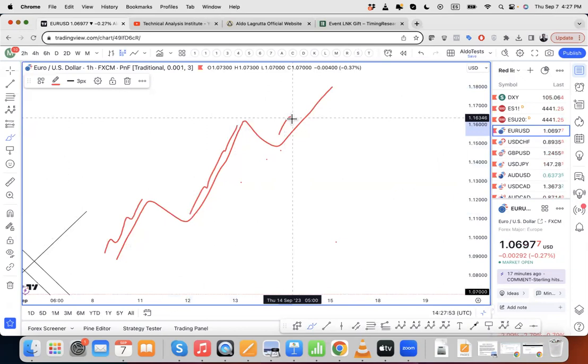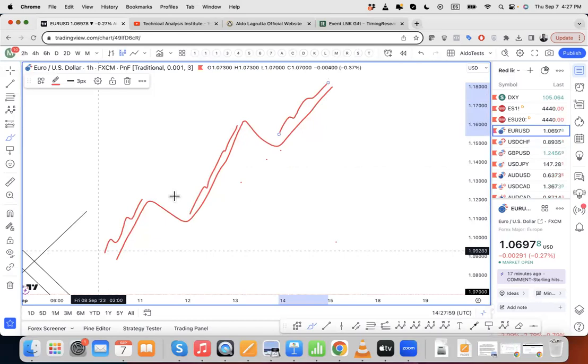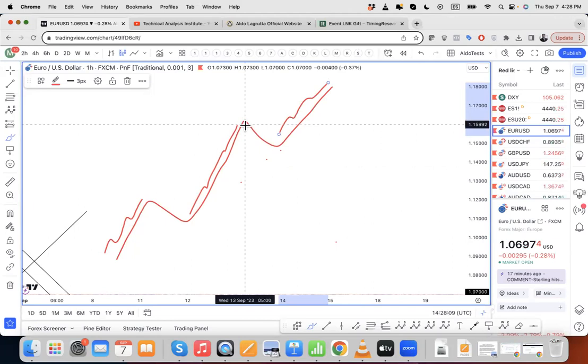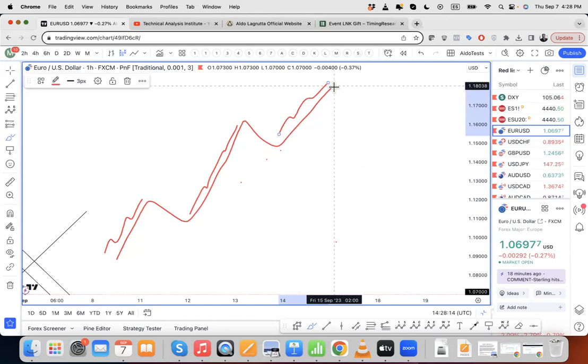Okay, so once you identify five legs at any degree, really, when you have these five legs here, you can predict an ABC in the opposite direction. If you have these five legs here, you can predict an ABC in the opposite direction. And when you have these five legs here, you can predict an ABC in the opposite direction.